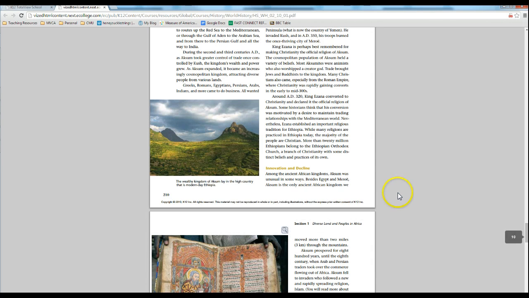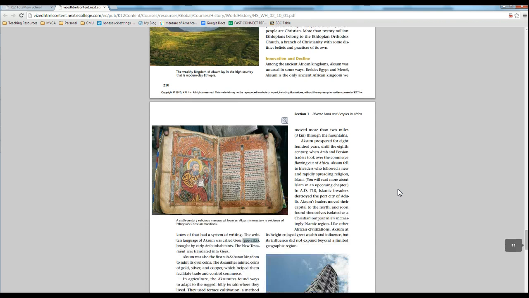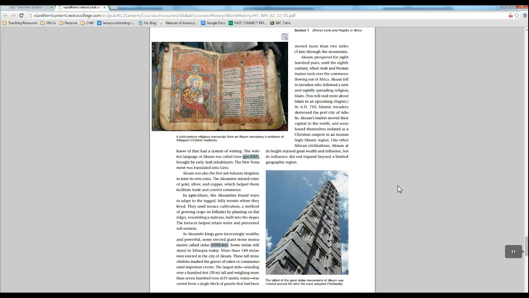Besides Egypt and Meroe, Aksum is the only ancient African kingdom we know of that had a system of writing. The written language of Aksum was called Ge'ez. Brought by early Arab inhabitants, the New Testament was translated into Ge'ez. Aksum was also the first sub-Saharan kingdom to mint its own coins. The Aksumites minted coins of gold, silver, and copper, which helped them facilitate trade and control commerce.